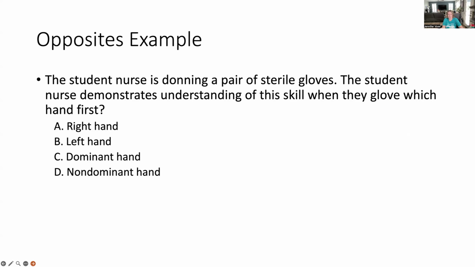You might get to this and you're like, oh, dang, I don't know. But I know not everyone is right-handed, so that can't always be the correct answer. Not everyone is left-handed, so that can't always be the correct answer. But everybody has a dominant hand and a non-dominant hand. Of course, the caveat, if somebody is truly ambidextrous, then it's preference, right? But according to our skills list, we are going to glove that dominant hand first. Because that is the correct answer, we can rule out our other opposite, and our correct answer is dominant hand.